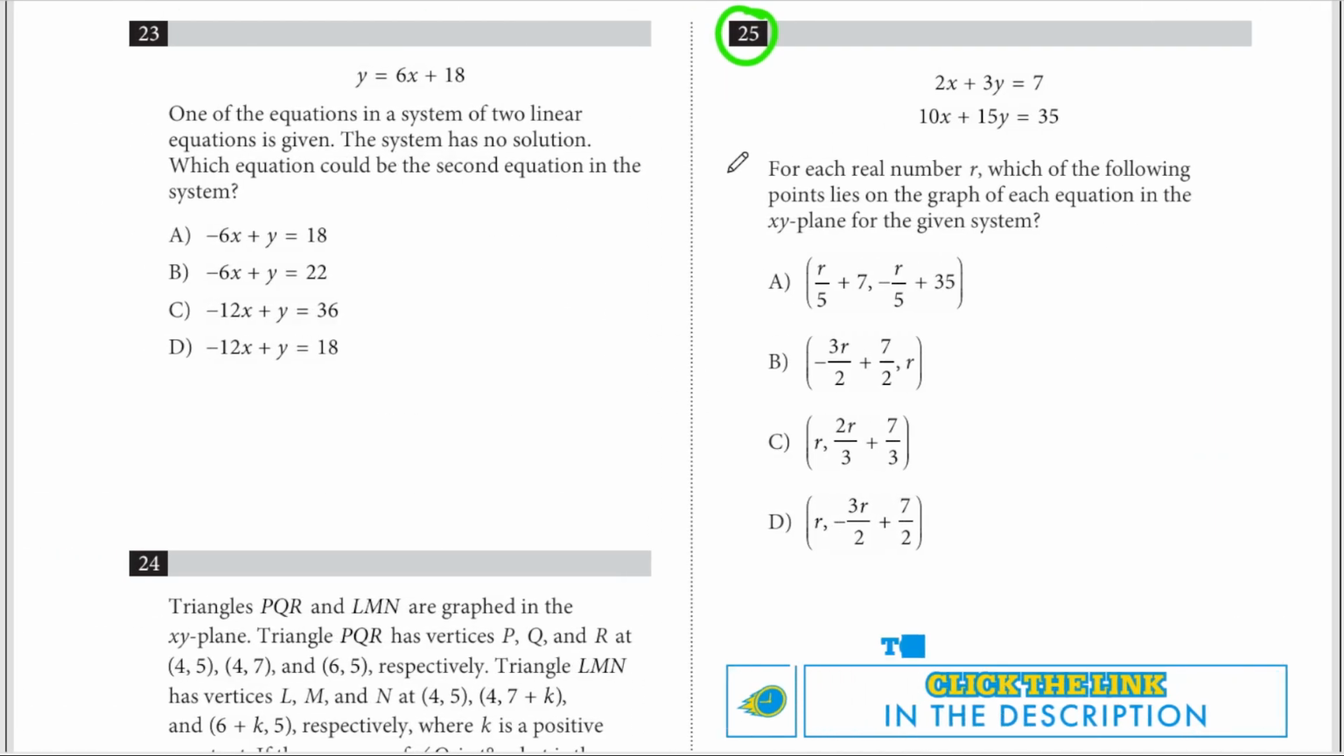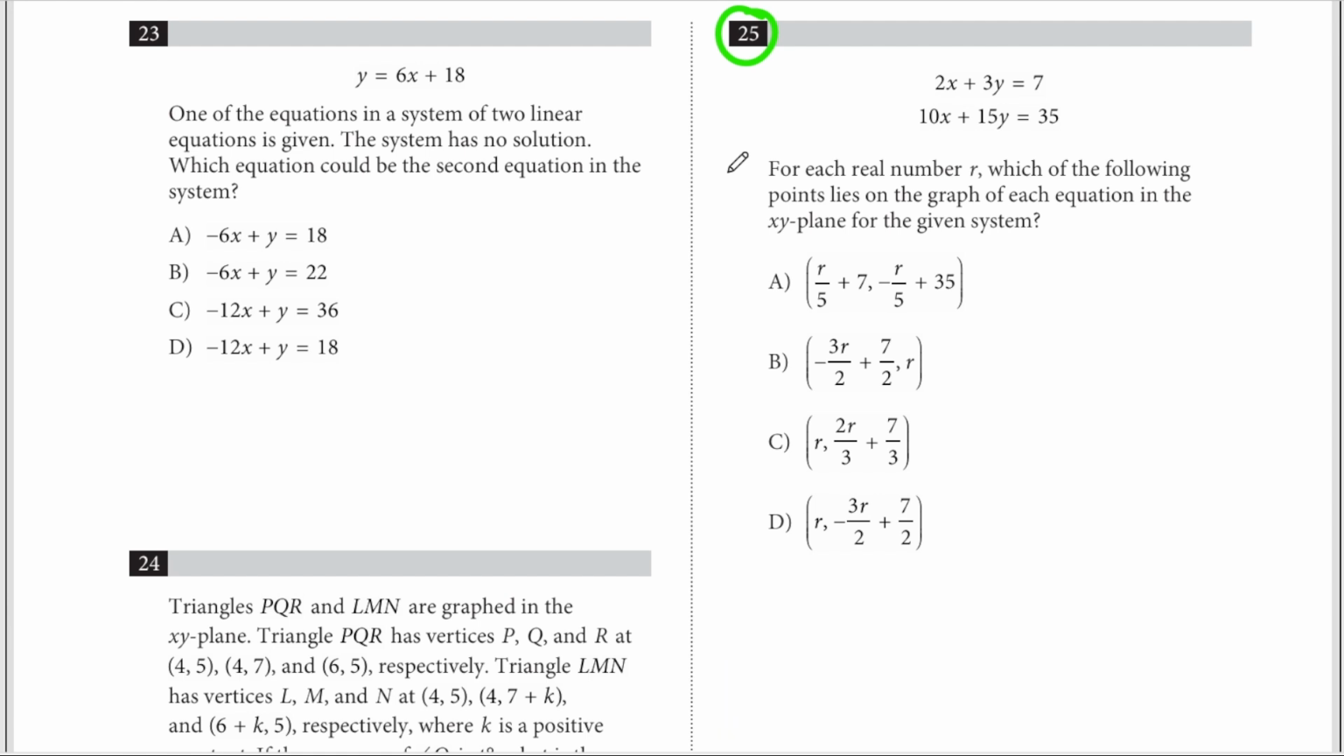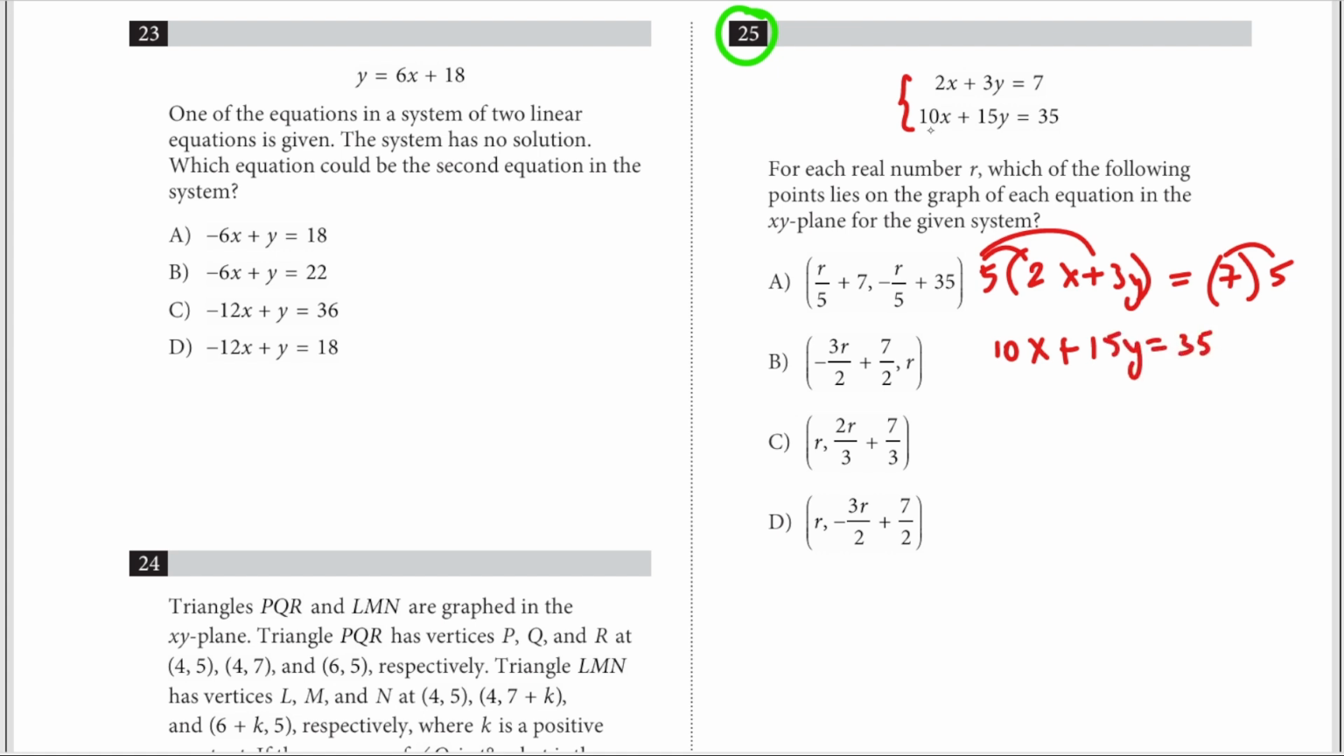How was I able to do this problem so fast? First things first, we need to detect that these two equations are in fact identical to each other. So how can we do this? If you take the first one, 2x plus 3y is equal to 7, and we multiply every single term by 5 on both sides, this is 10x, this is 15y, and this is 35. So I'll just write it out. 10x plus 15y is equal to 35, which is identical to the second equation.